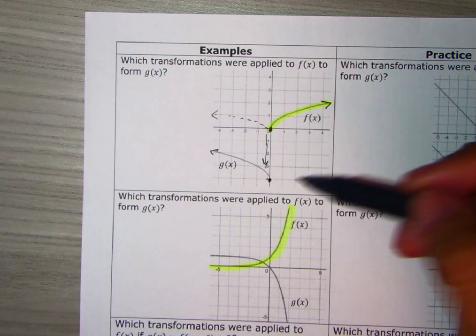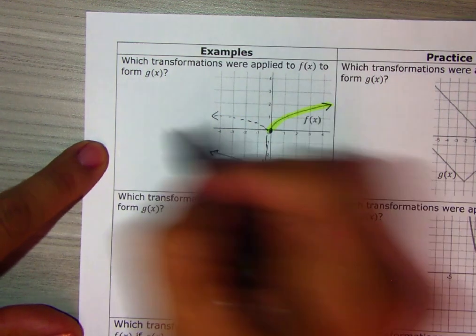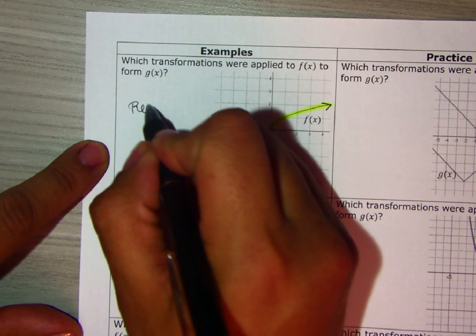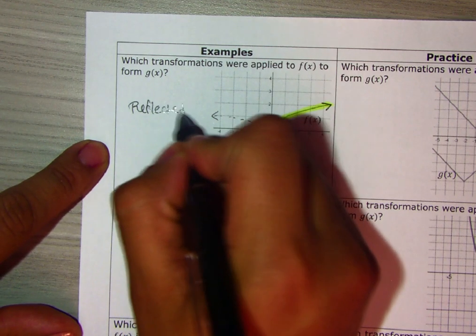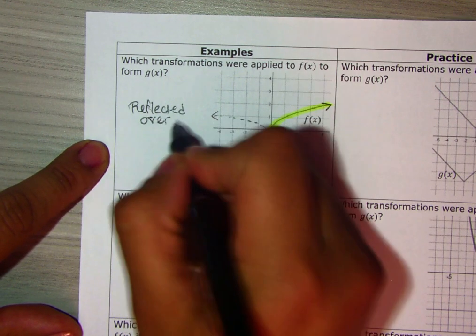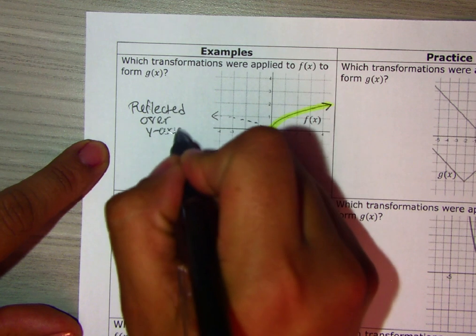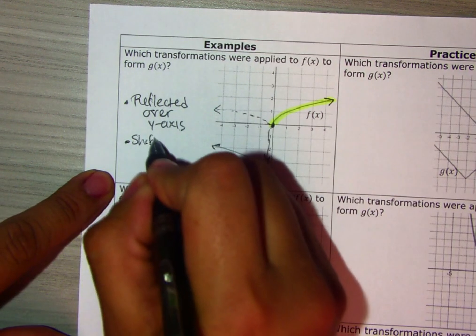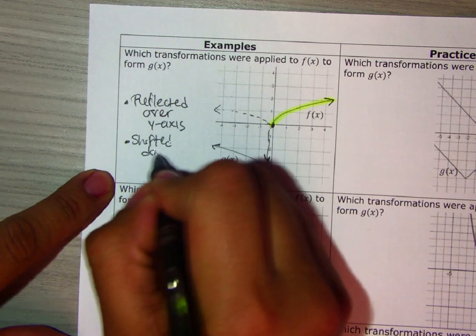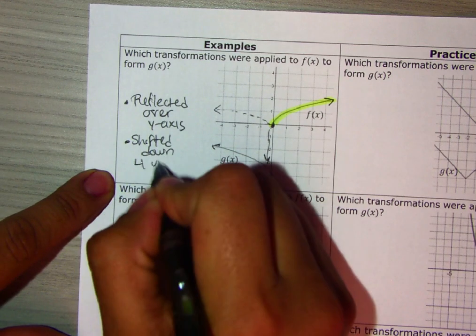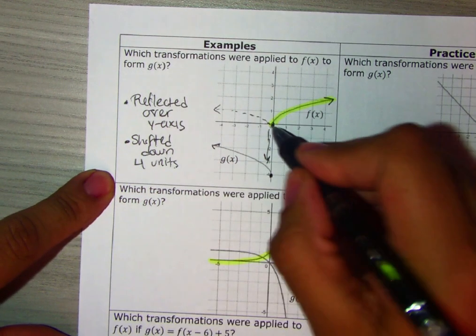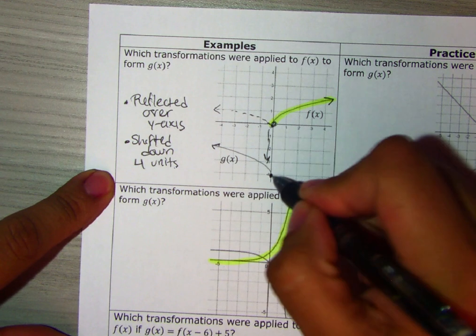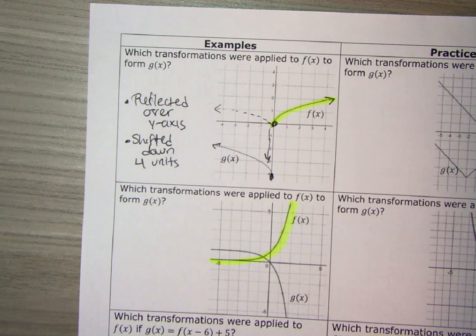So the transformations that happen here is that it reflected over the y-axis, and it shifted down 4 units. So again, this is the origin, and now it's at -4, so that's how it shifted down 4 units.